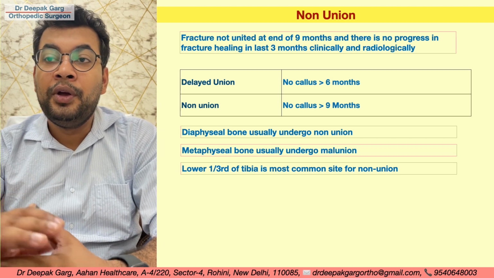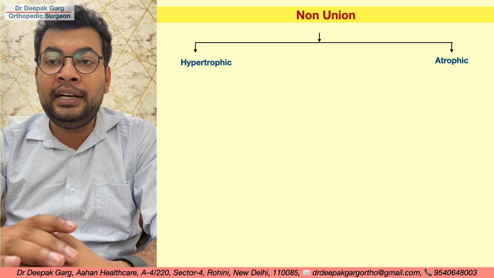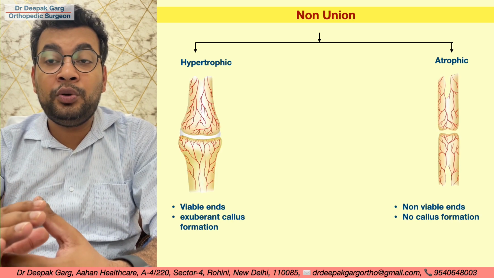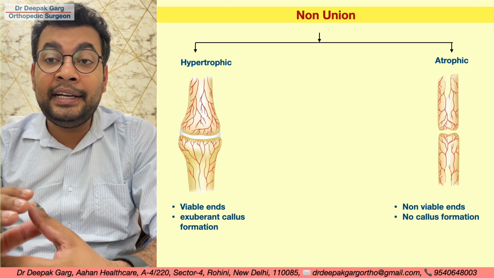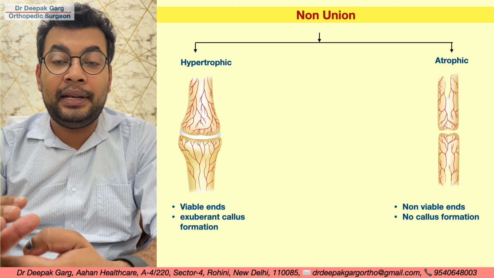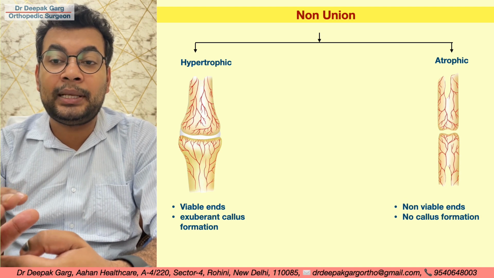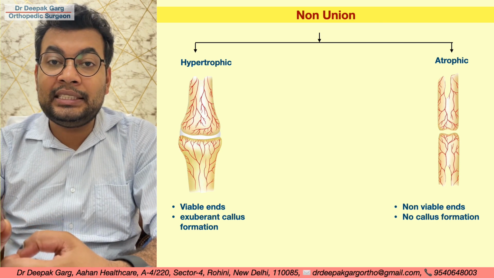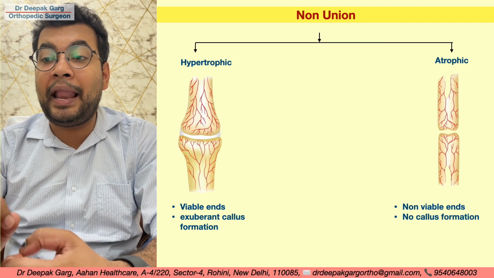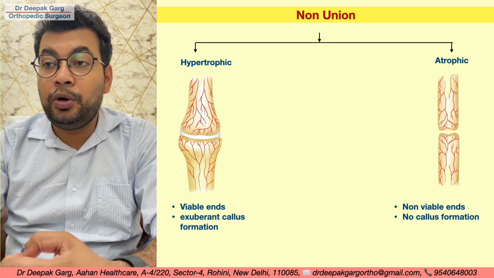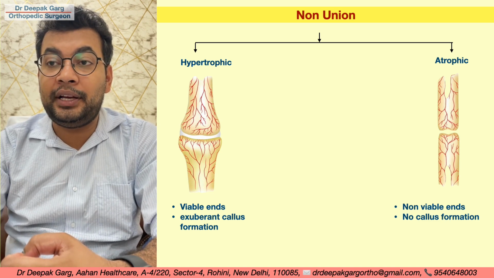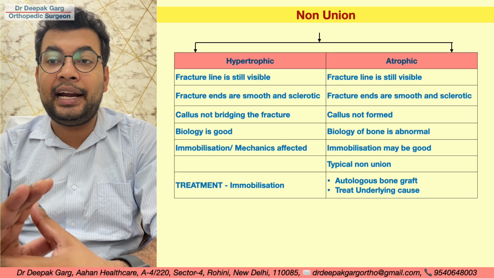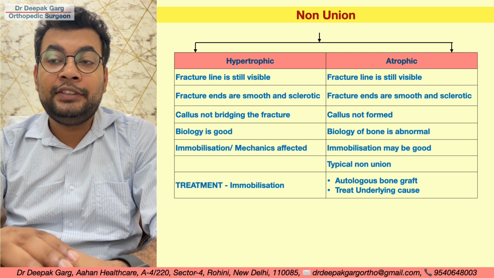We already know. So let's look at the types of non-union. It can be hypertrophic non-union. It can be atrophic non-union. Hypertrophic non-union means there is abundant callus, that means the ends are viable, that means the ends have vascular supply. Whereas in atrophic non-union, there is no callus formation, that means the ends are not viable, there is no blood supply in the fracture ends, so there is no callus formed. So it is atrophic non-union. Let's look at the details. Hypertrophic and atrophic have a few things in common, which are the causes of non-union.